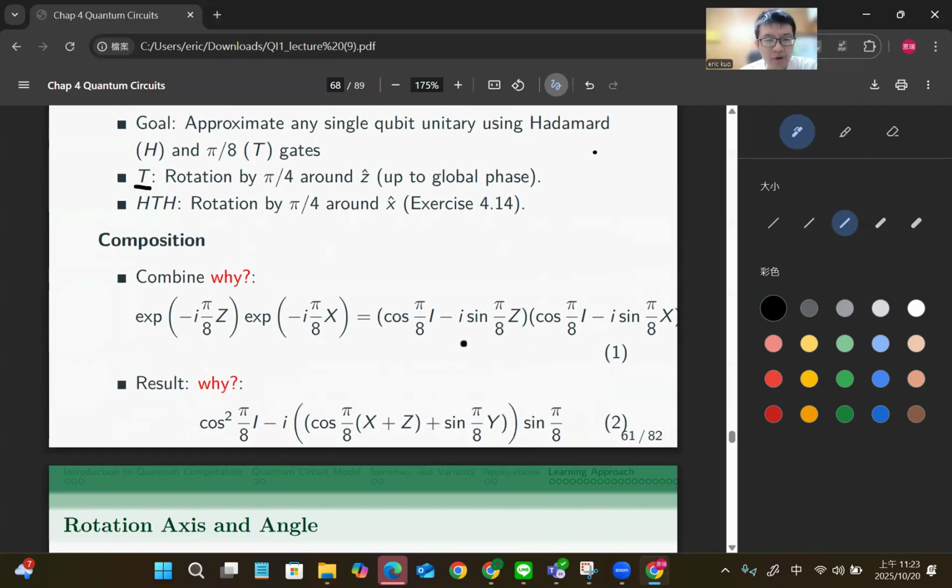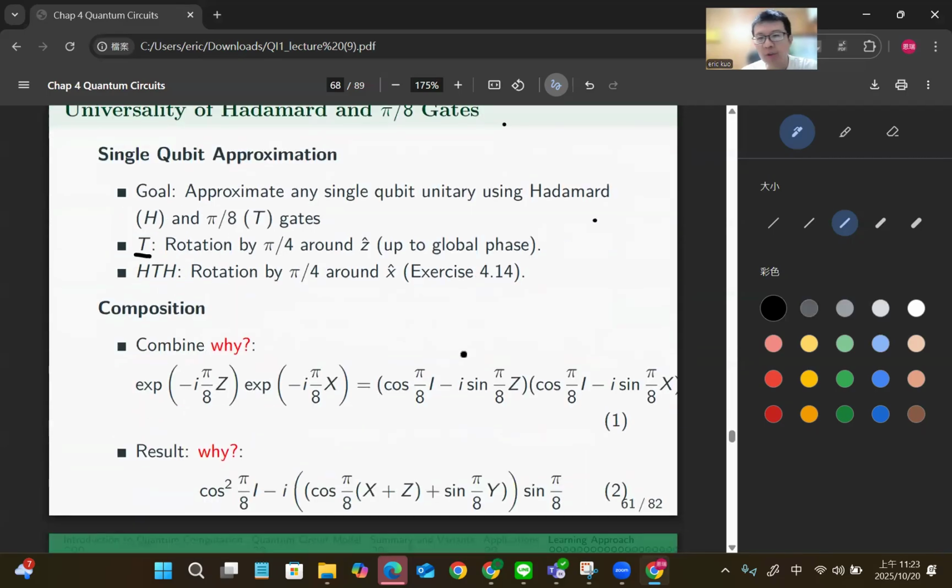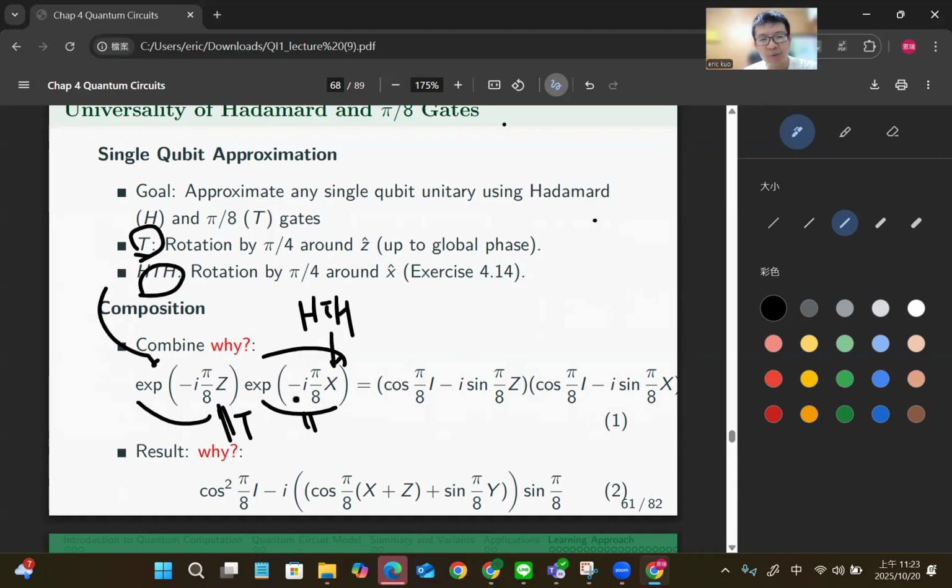So now we need to find two different axes. For the first axis, we take the exponential of minus i pi over 8 times Z. This is basically the T gate. And the other axis is X, which is basically HTH. So I have the T gate and HTH, which I can generate from T and H. Then I can compute this.